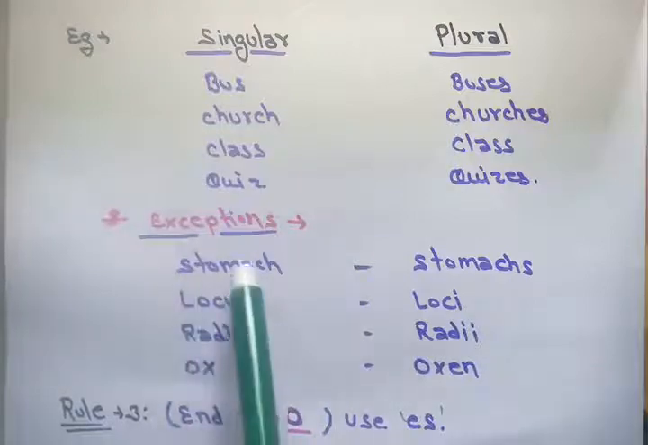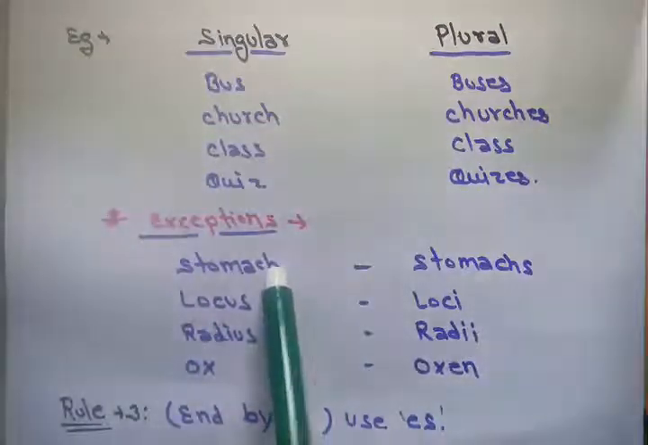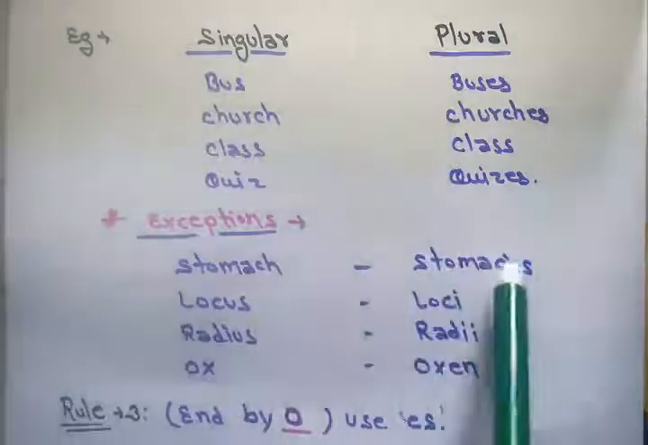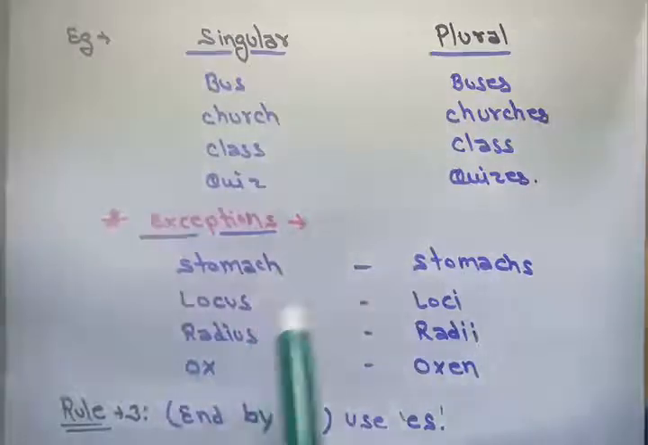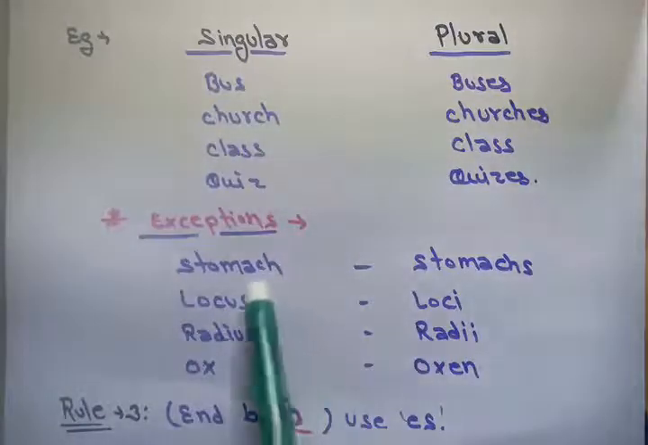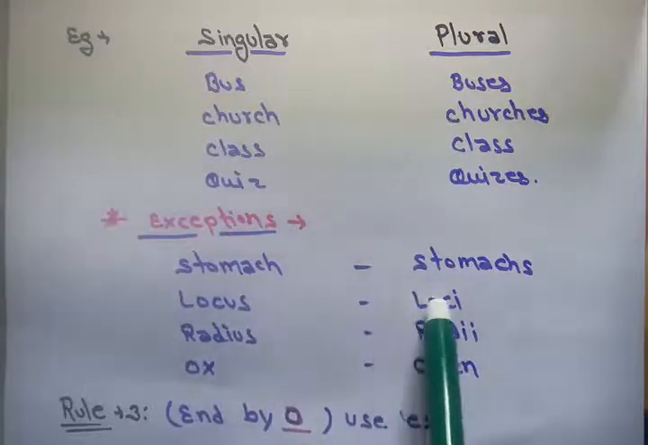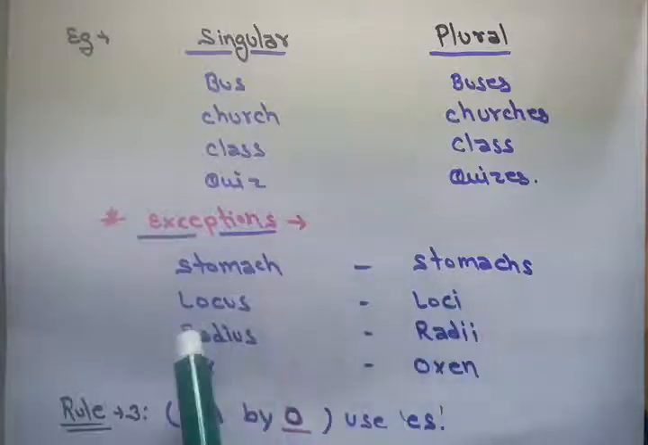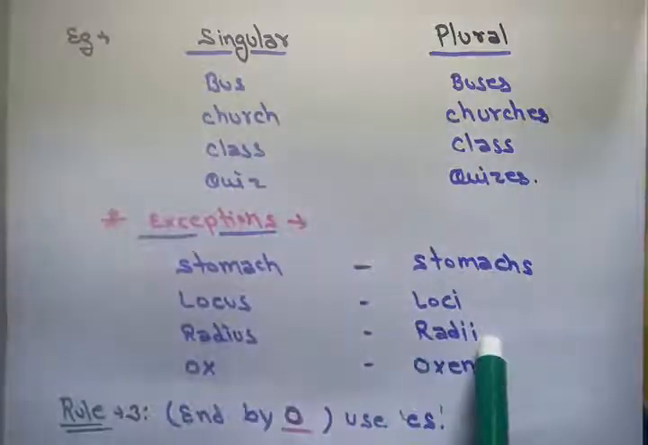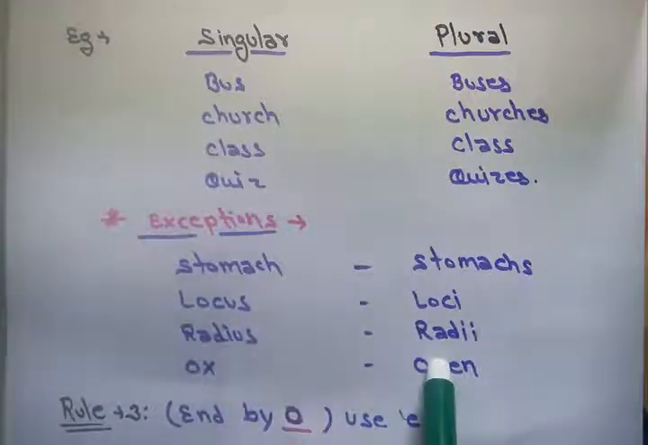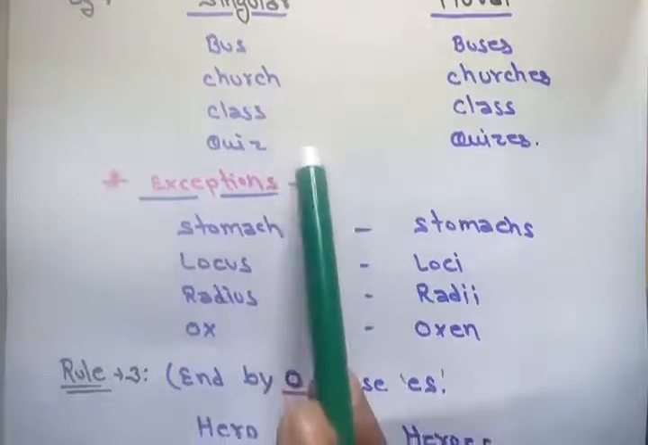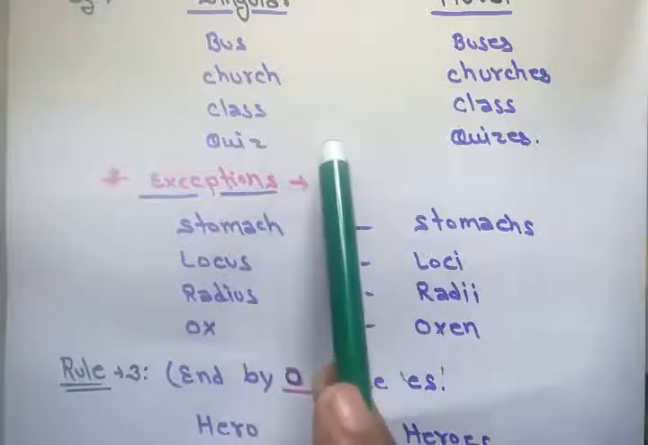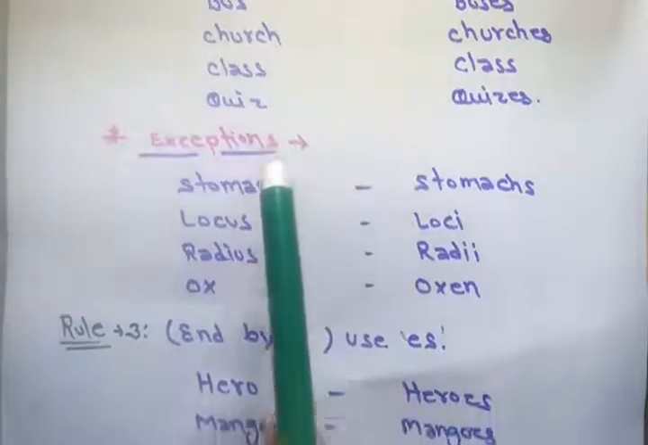For example, stomach ends in ch, but here after ch we use s. And locus, we said earlier that after s we use es, but here we use loci only. And there is radius, radii, and ox. So there are some exceptions for es after s, double s, ch, sh, x.